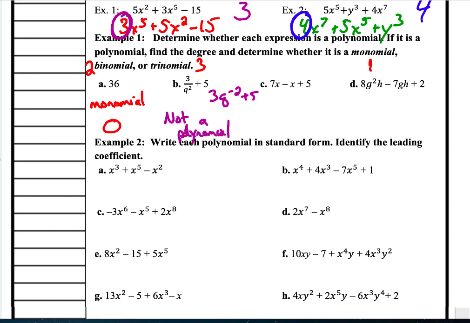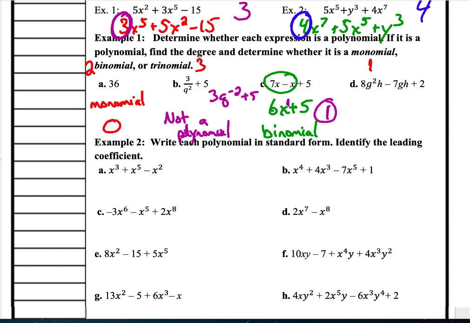Okay. Now, next one, my guess is some of us have worked ahead and we're going, oh, that's a trinomial, it's got 3. Well, no, it doesn't, because if you look, 2 of those are like terms. I can combine some of those together. So 7x minus x is 6x plus 5. That makes it a binomial, because it has 2 terms. And we want the highest exponent, well, that's just the exponent on x, which is 1. So it has a degree of 1.